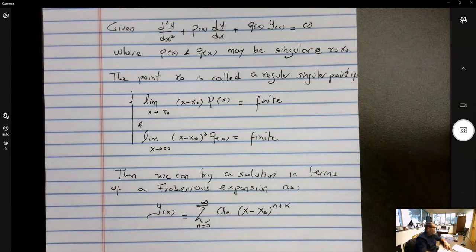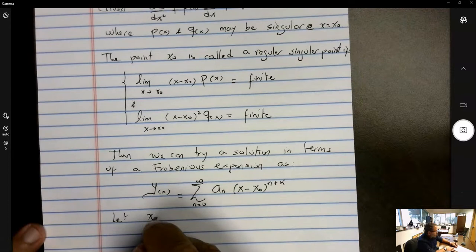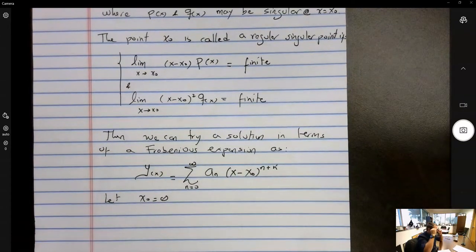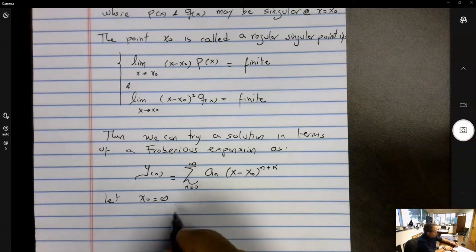All right. Now, for now, let x0 be equal to 0 for simplicity. So let's assume that this particular function has a singularity at 0.